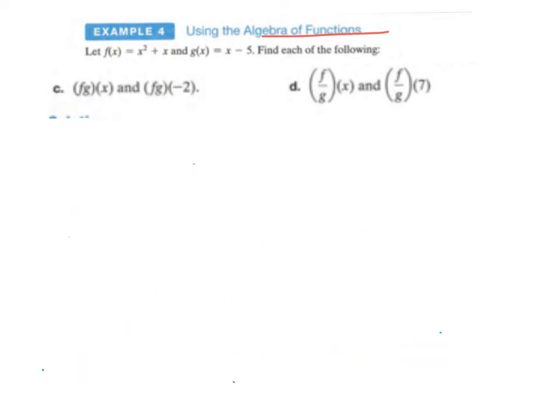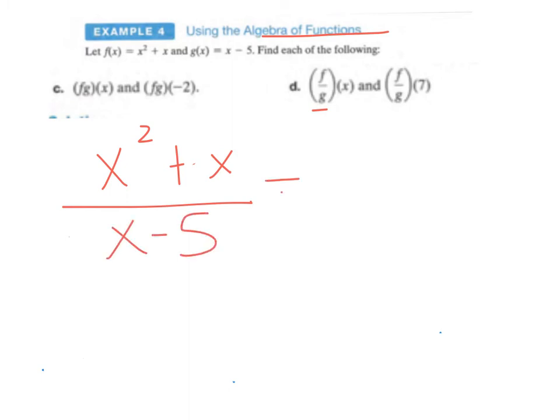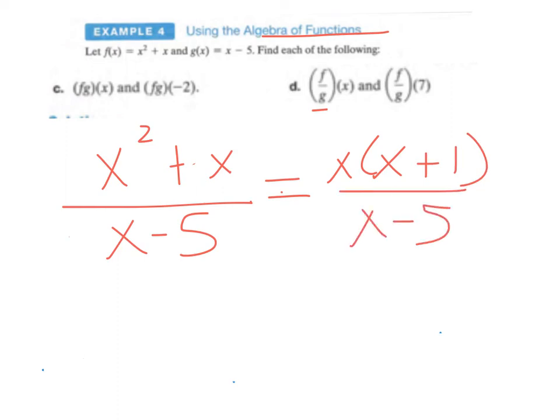So now I'm going to do division. So I'm going to put my function x squared plus x, that's the f function, over the g function, which is x minus 5. And to do this, I need to factor. So we're going to use our last chapter. So I'm going to factor out the greatest common factor, which is x, and then x plus 1 over x minus 5. And so there's my answer.